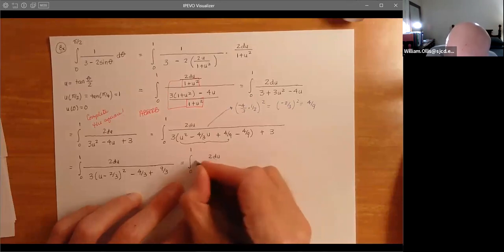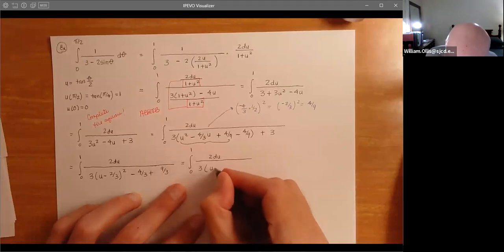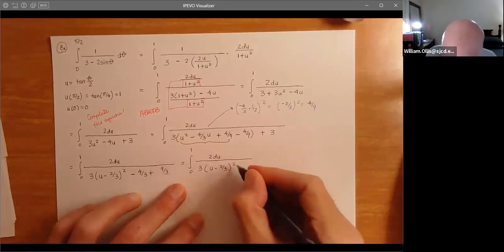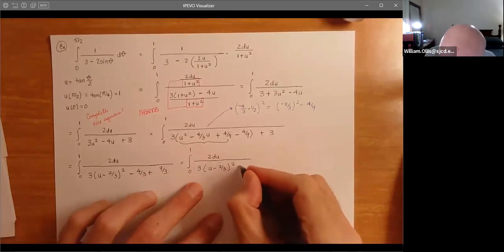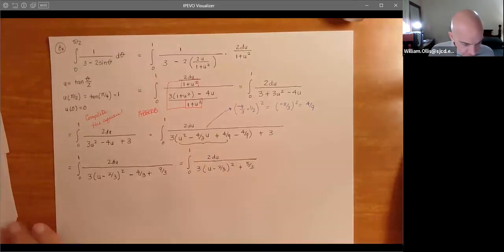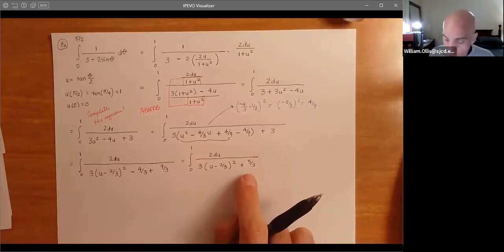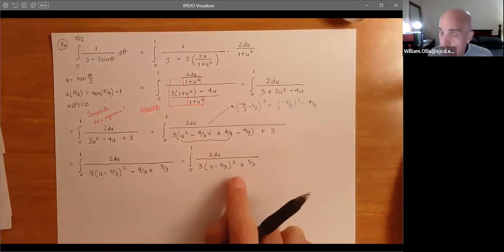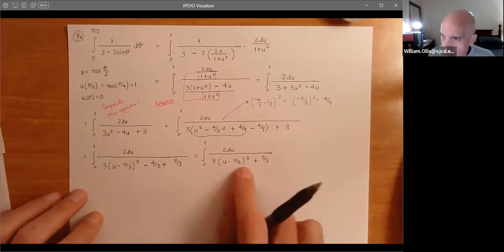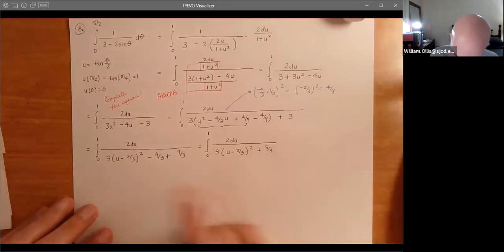So 2 du over 3 times the quantity u minus 2/3 squared. And then of course here, 9 minus 4 is 5. So we get plus 5/3. Now, this is exactly what we wanted. That is, we wanted something that was going to remind us of a form we already know. This is the inverse tangent, but we need to get rid of the 2/3. I don't want to pull that into the radical. Just go ahead and factor the 3, and we're good to go. So we'll deal with that.